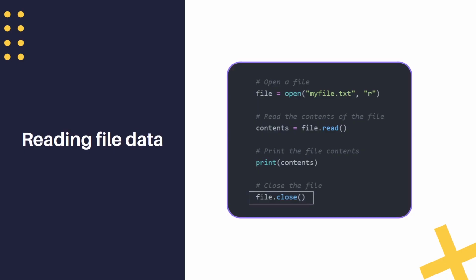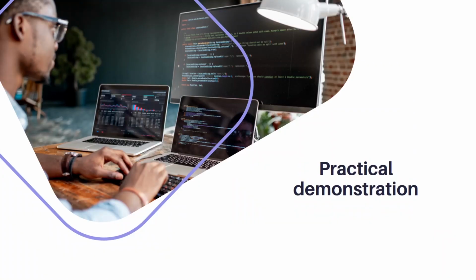In the event that we want to omit the file.close function, we can include the with keyword alongside the open function. This will allow Python to close the file automatically without you having to manually specify that the file needs to be closed after a certain operation. Now, with that said, it's time to dive right into yet another practical demonstration where we'll explore the concept of file handling with a hands-on approach.